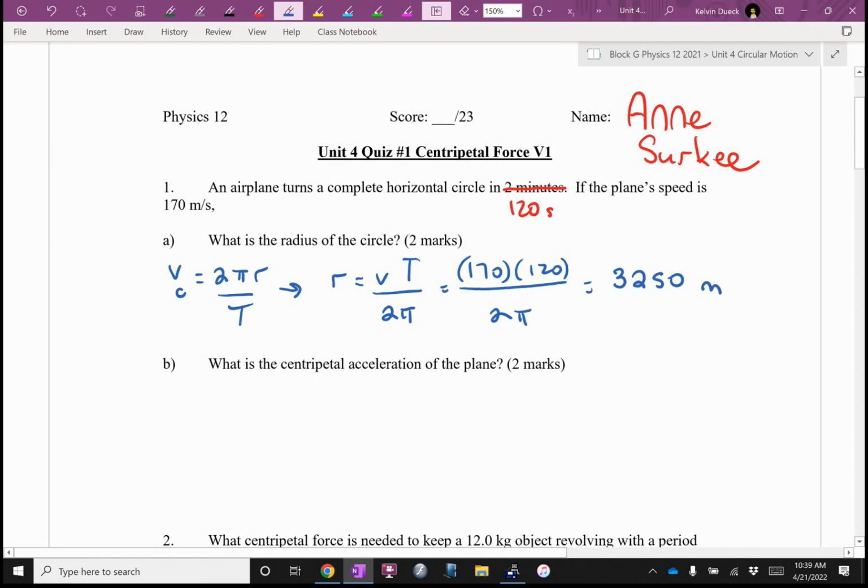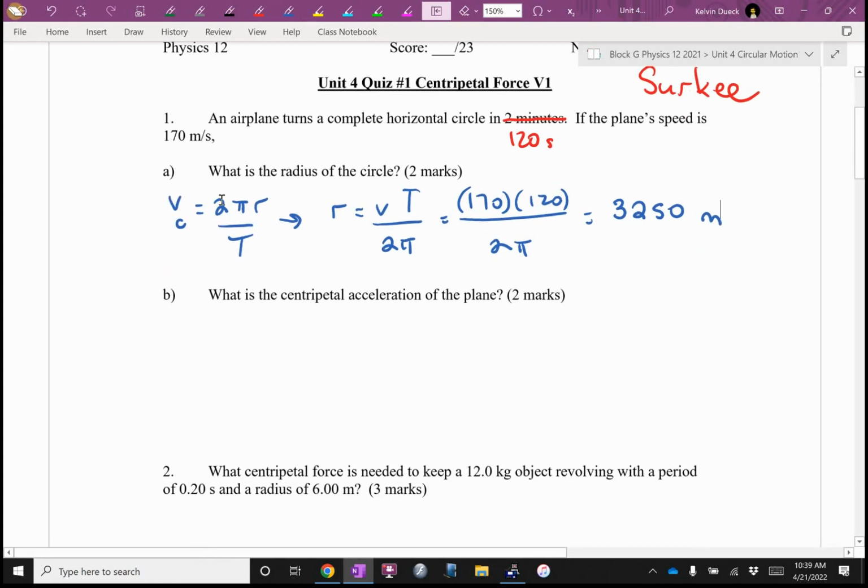And at first I started to get a bit nervous because that's like 3.25 kilometers. But then I said, oh, wait a minute. It's taking 2 full minutes to go around the circle, 120 seconds. And this plane is moving pretty fast, 170 meters per second. That's fast. Yeah, it's going to be a big circle. I'm okay with that. So then I got comfortable and relaxed.